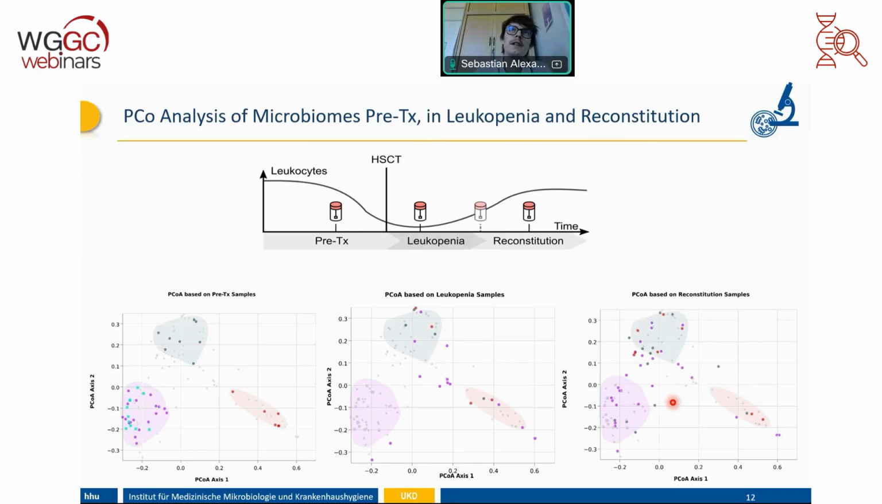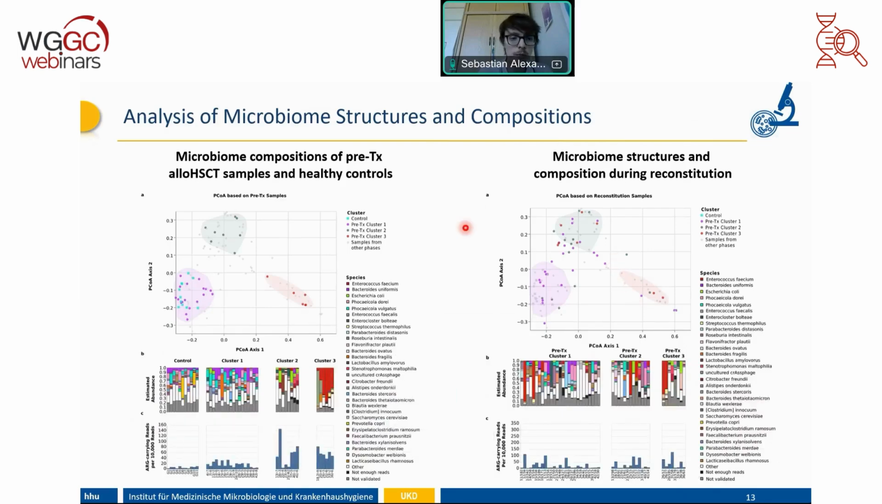Unfortunately, the number of patients was not that high, so we could not see any significant correlation between the treatment, whether the patient got into reconstitution or not, and the microbial shifts. But just for comparison, we started here with a clear 3 cluster-like structure, and we ended mainly on the left side, but not all of the patients got back to their old microbiome composition.